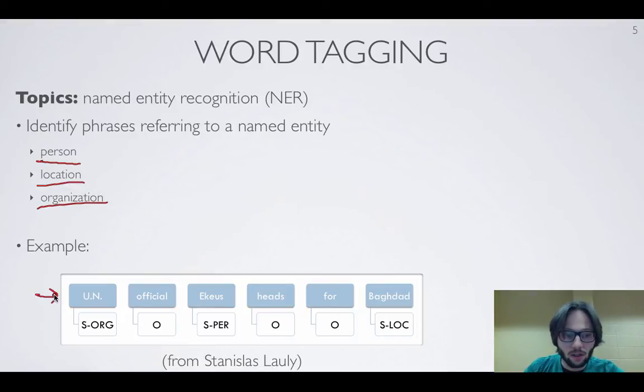I have an example here: UN officials, Equus, probably saying that wrong, head for Baghdad. In this case, we only have single word named entities. We have UN, which is an organization, so we have S-ORG, Equus, which is S-PER for person, and then Baghdad, which is a location, so S-LOC. All the other words are not named entities, so they're tagged with the tag O.